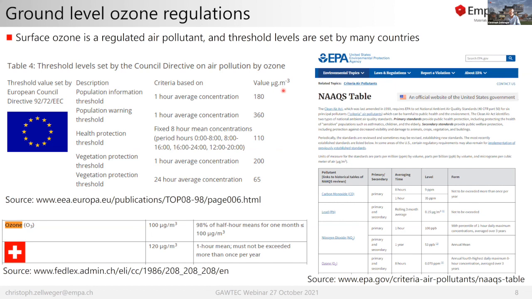The European Union has different threshold levels, also different units here. In the EU, it's micrograms per cubic meter. They have threshold levels, for example, for the population information threshold, population warning threshold, and health protection threshold. And then Switzerland also has its own standard, which is a little bit more strict compared to the European Union standard. Of course, there are many other standards in other countries, and I suggest that you check the ozone threshold levels of your country. It can be interesting.